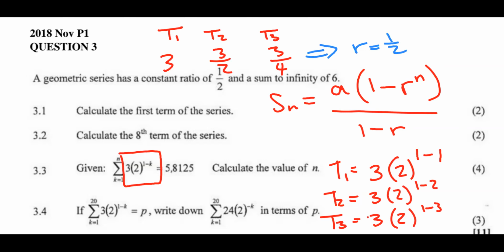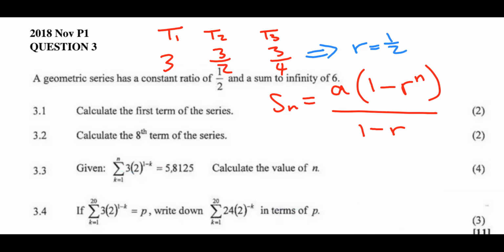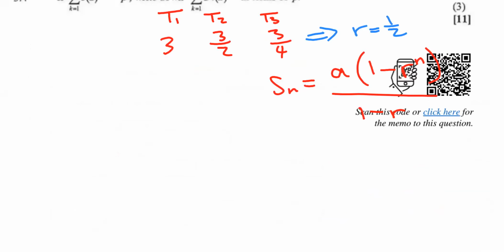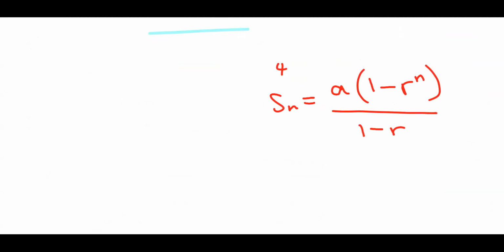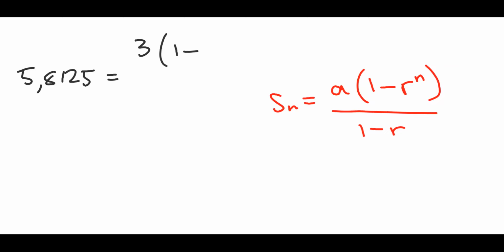Okay, but again, we don't need to go through this process because all of this information was given right from the start. After we answered that first question, we already knew what our first term was, and we knew what the ratio was. So now let's just substitute into our sum formula and then solve for n. 5.8125 is equal to 3 times 1 minus 1/2 to the power of n over 1 minus 1/2.